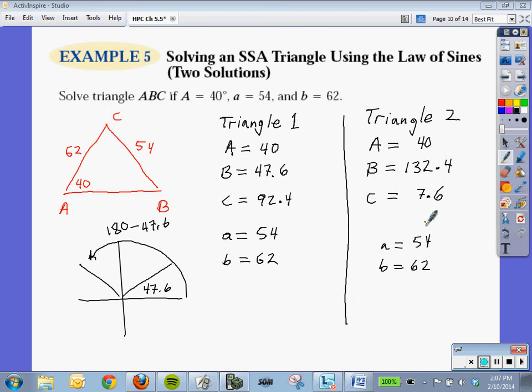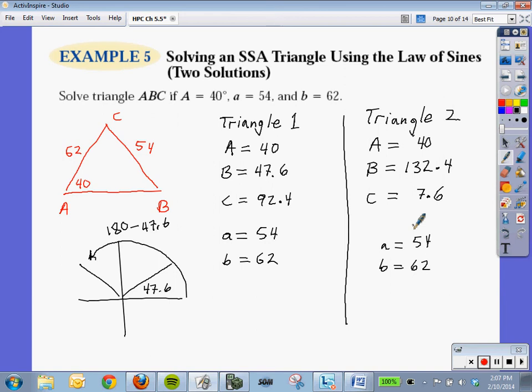Now you guys, if you're dealing with an SSA scenario that only has one solution, for your triangle 2, when you add up the two angles here, you're going to go beyond 180, which means that you can't make another triangle. And I'll show you that situation with the first example that we had, example number 3, okay?